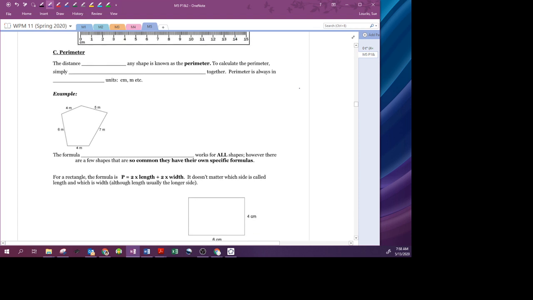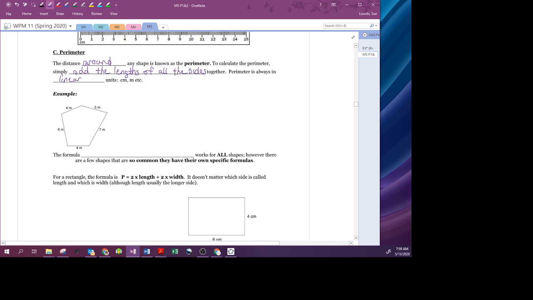All right, part C, we're going to do perimeter. The distance around any shape is known as the perimeter. To calculate the perimeter, you simply add the lengths of all the sides. Perimeter is always in linear units. So that means it's centimeters, meters, and so on, as opposed to centimeters squared.